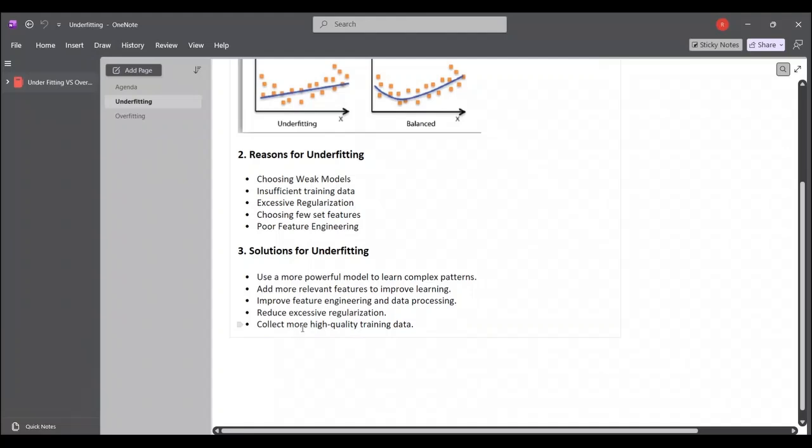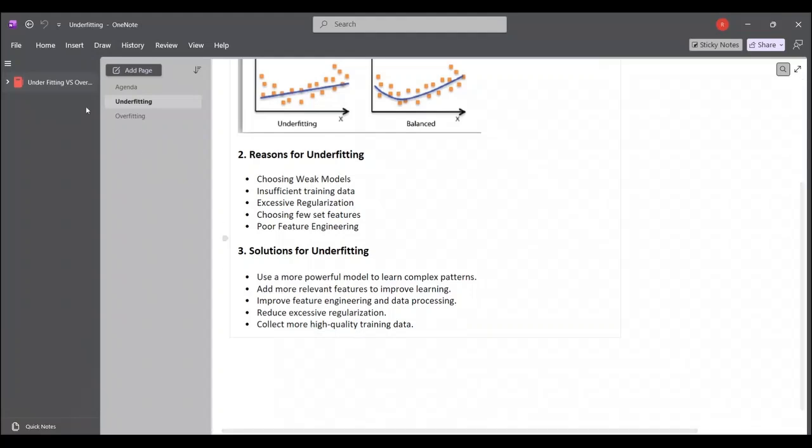The main goal is to provide the model with enough information and flexibility so that it can learn the true patterns present in the data. Now let's go and understand what overfitting is.